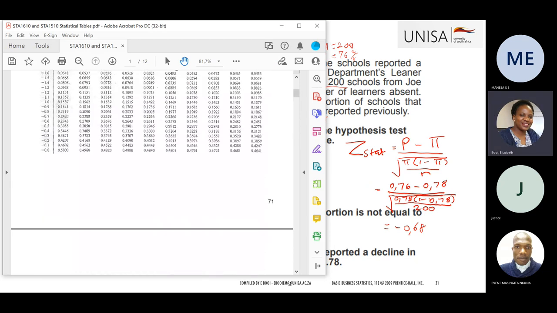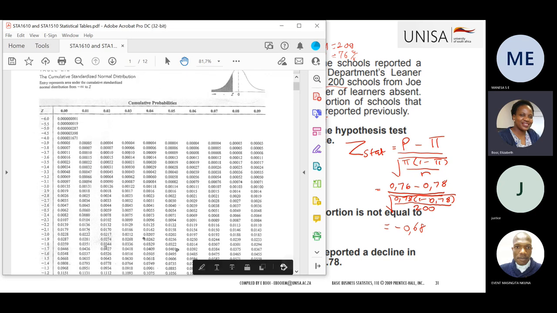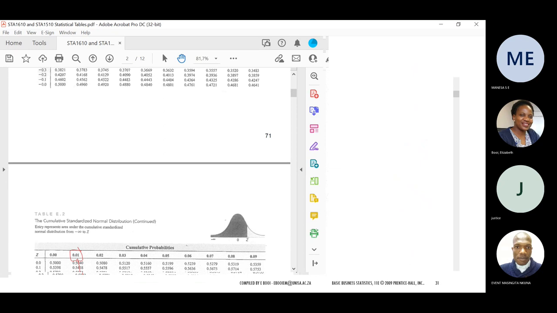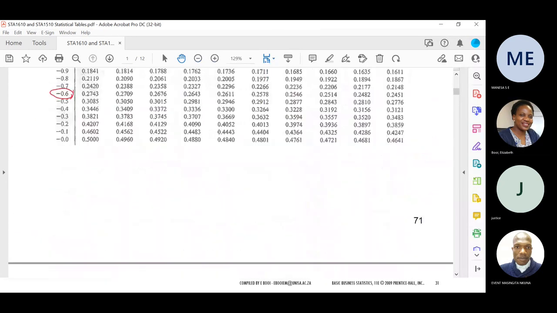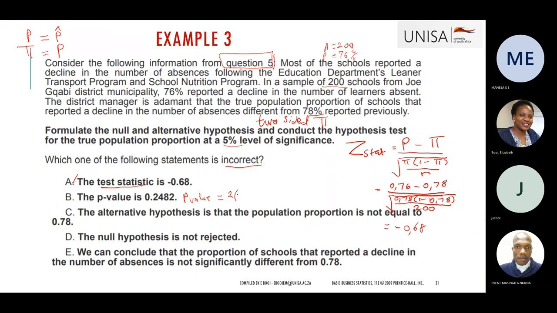So we go to the Z table. We're looking for minus 0.6, and 8 at the end, which is the last second column. The last second one, which is this one, 0.2482, which is equal to 0.4964 when multiplied by 2, which means that was incorrect.